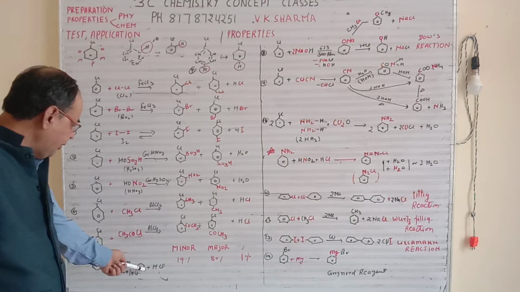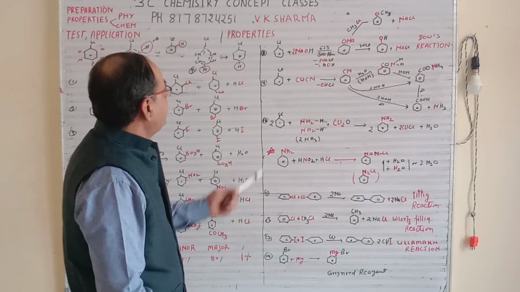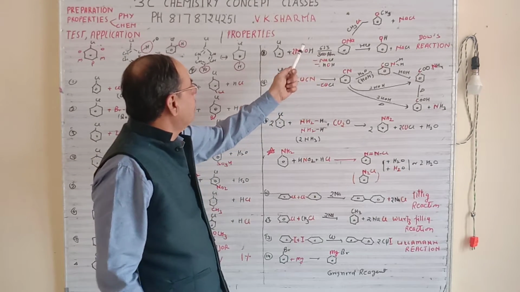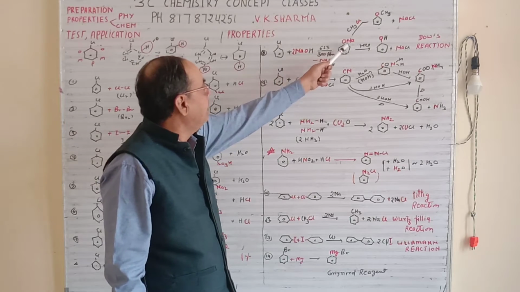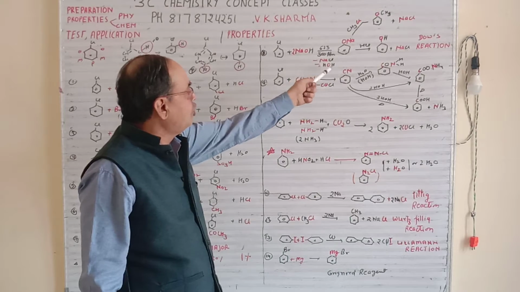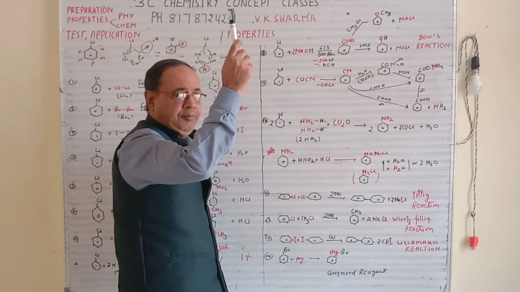So on reduction it will give you benzene. Now the eighth reaction in properties: suppose we are taking NaOH at 623 Kelvin and 300 atmospheric pressure. So this ONa portion will go on the benzene, and that becomes sodium phenoxide. NaCl and H2O will come out. Now this phenoxide can be used in various ways.